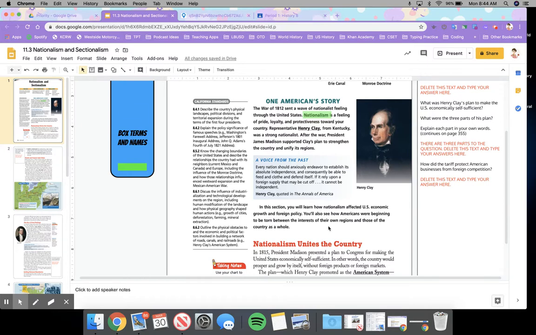So I'm going to read with you this first piece so that you kind of get an idea of what to do. So One American's Story, I'm right here. The War of 1812 sent a wave of nationalist feeling throughout the United States. Nationalism is a feeling of pride, loyalty, and protectiveness toward your country. Representative Henry Clay from Kentucky was a strong nationalist. After the war, President James Madison supported Clay's plan to strengthen the country and unify its regions. A voice from the past. Every nation should anxiously endeavor to establish its absolute independence and consequently be able to feed and clothe and defend itself. If it rely upon a foreign supply that may be cut off, it cannot be independent.